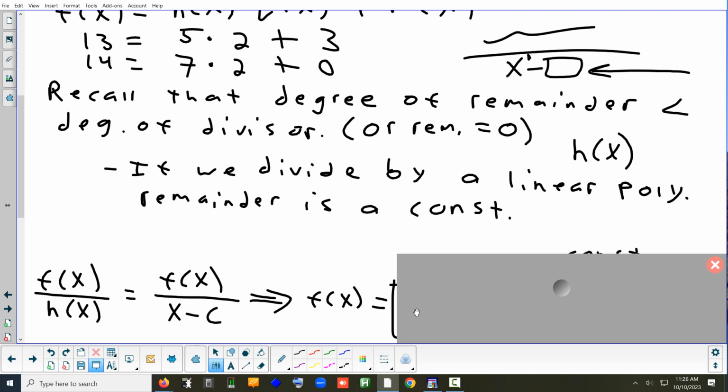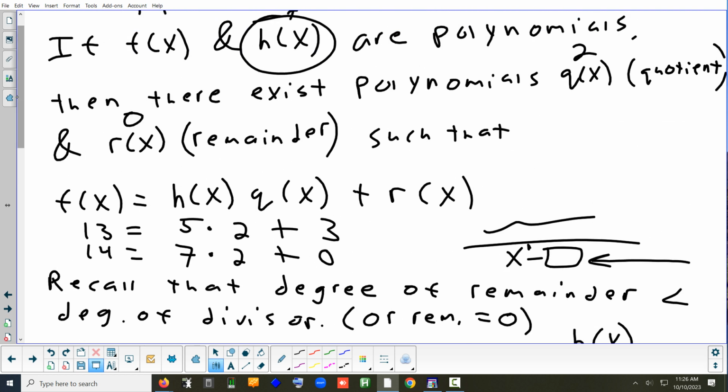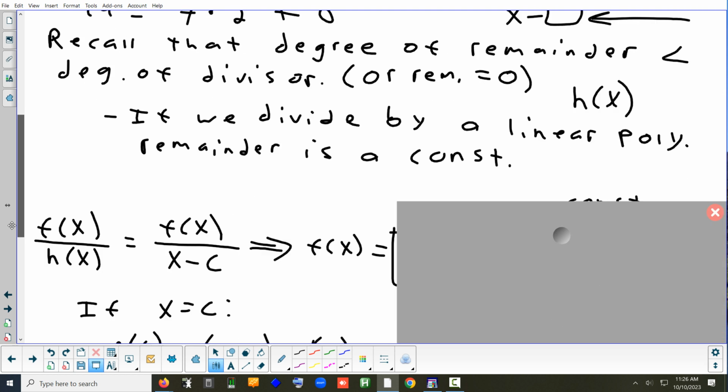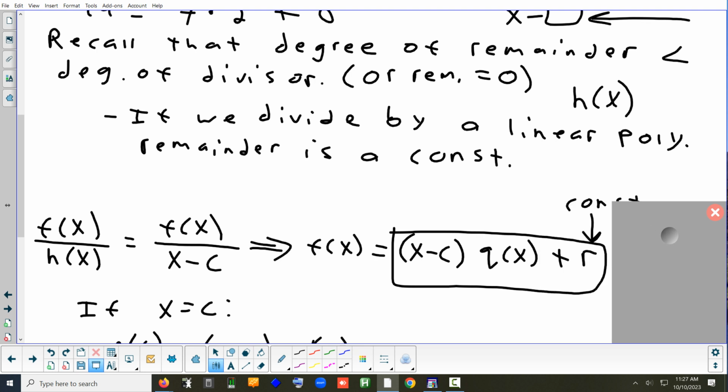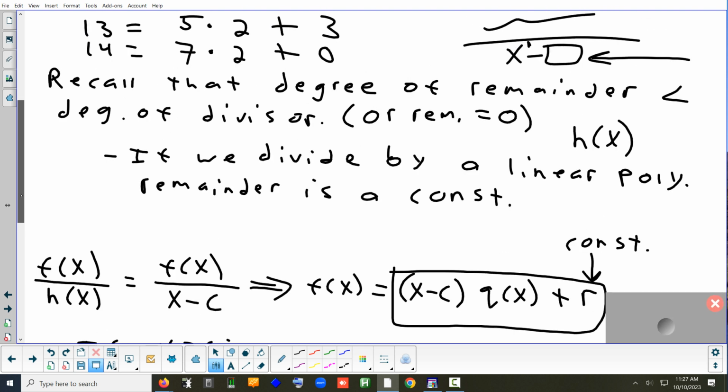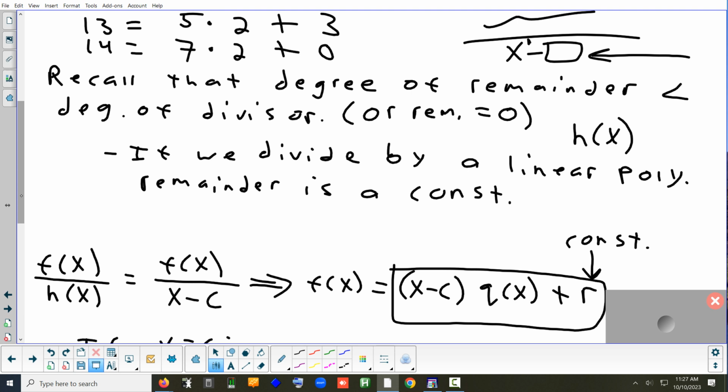Okay, so that means, let's go back up. The numerator equals what you divided by times the quotient plus the remainder. So the numerator is going to equal what you divided by, x minus c, times the quotient, we don't know what that would be, plus the remainder. So it's exactly the same formula you had up above. I'm just focusing now when the denominator is something that's x minus a number. And remember, the remainder is a constant because it's degree 0.